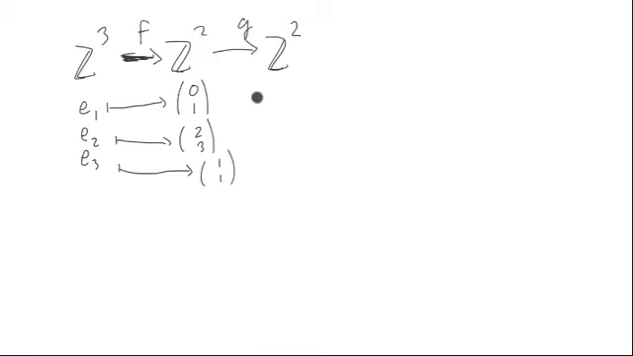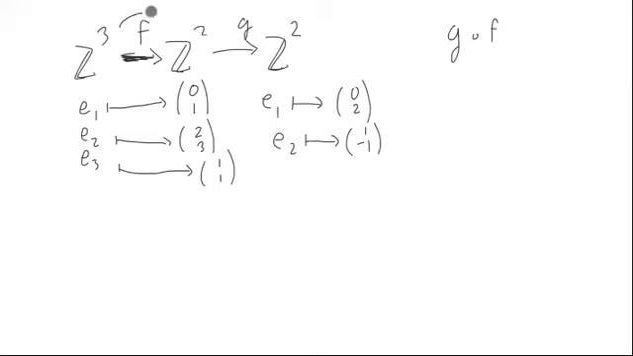Next, suppose that G has an action where it sends E1 to 0, 2, and E2 it sends to 1, negative 1. Okay, so let's think about the composition of these maps, G of F, putting them together from here to here. This will be a map from Z cubed or Z3 to Z2.